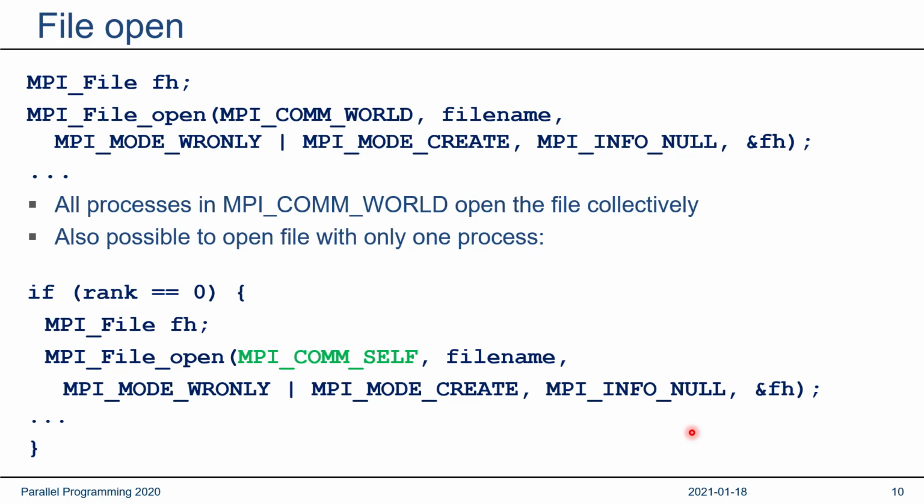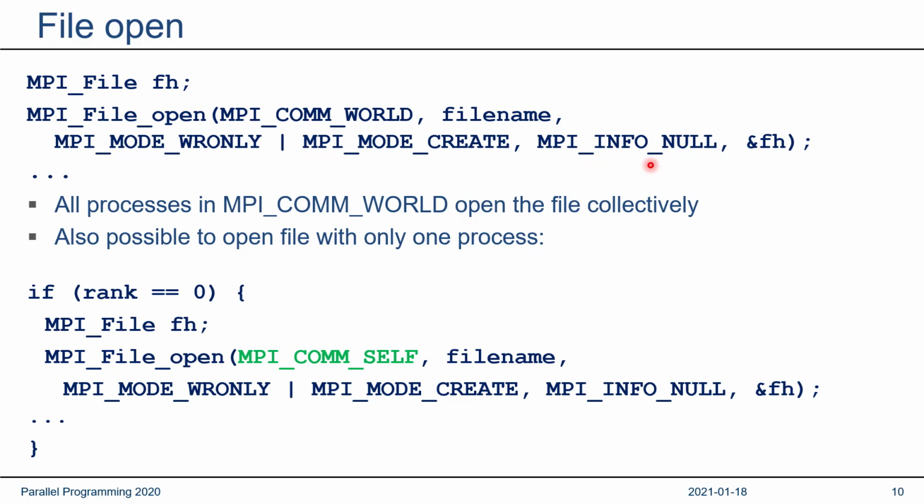So here's an example. I'm creating a file handle object, MPI_File fh. I'm opening the file across the whole communicator, so this has to be called by all ranks in the communicator. The file name is some string. I want to create the file if it doesn't exist, and in write-only mode.